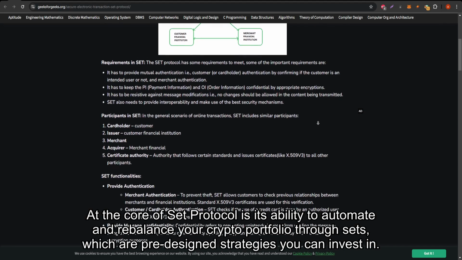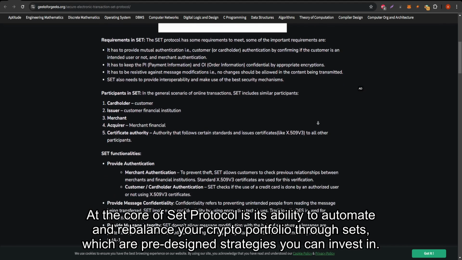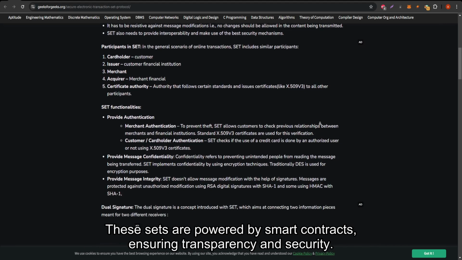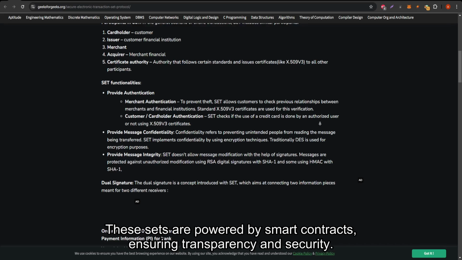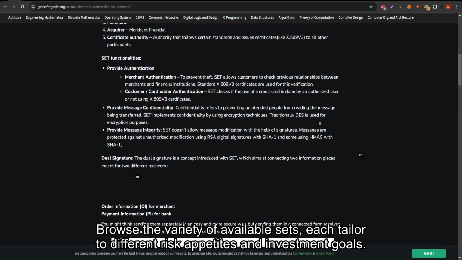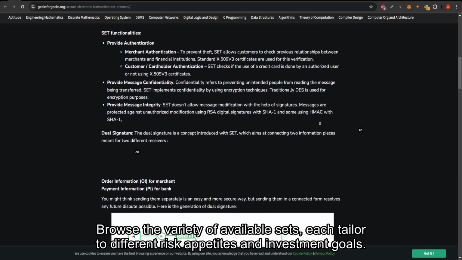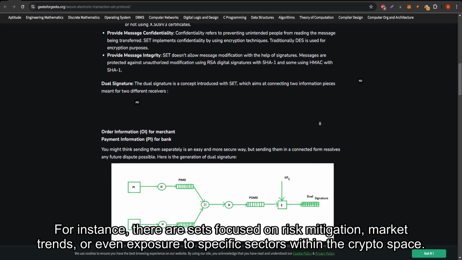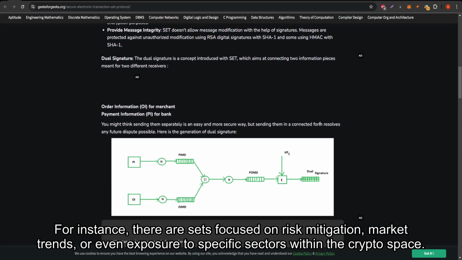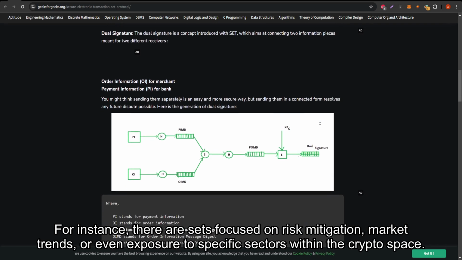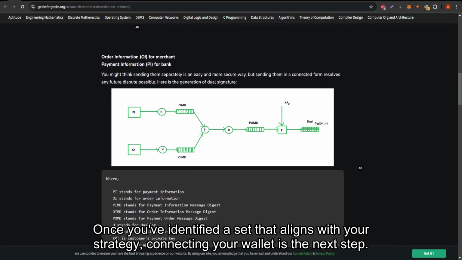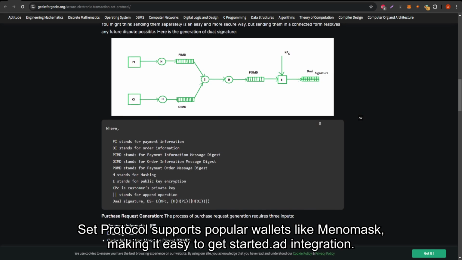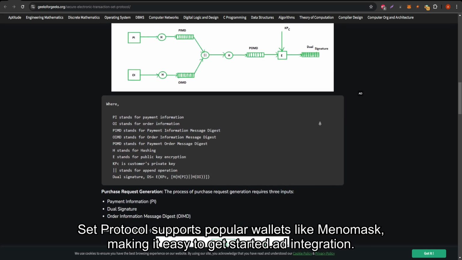You will notice the sleek interface designed for both beginners and experienced traders. At the core of SET Protocol is its ability to automate and rebalance your crypto portfolio through sets, which are pre-designed strategies you can invest in. These sets are powered by smart contracts, ensuring transparency and security. Browse the variety of available sets, each tailored to different risk appetites and investment goals. For instance, there are sets focused on risk mitigation, market trends, or even exposure to specific sectors within the crypto space. Once you've identified a set that aligns with your strategy, connecting your wallet is the next step. SET Protocol supports popular wallets like MetaMask, making it easy to get started.